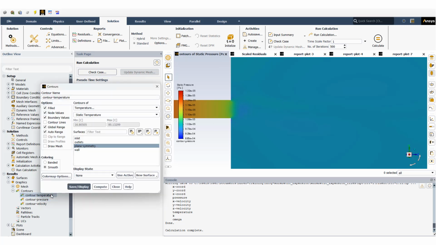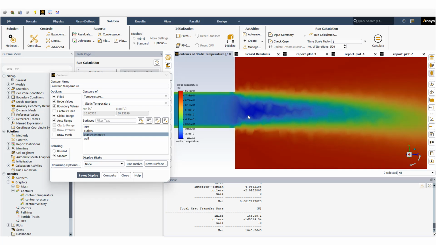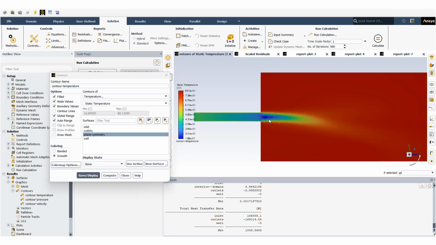For the temperature, this is the contours of temperature. As you can see, because the same amount of mass flow rate enters the larger area, the temperature decreased to 16.8 here compared to 11.8 that we had for the ratio of 4:1 for the diameter. So larger expansion gives less cooling effect for the same amount of air.